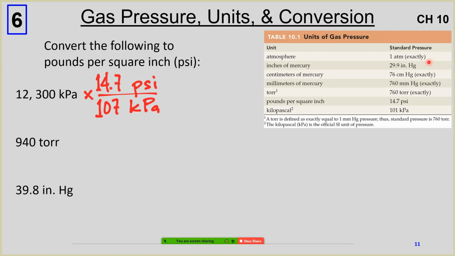All right, so you can see how the units cancel out here. kPa and kPa will cancel, and then all you have to do is plug this into the calculator. 14.7 times 12,300 divided by 101. So we get 1790 psi.